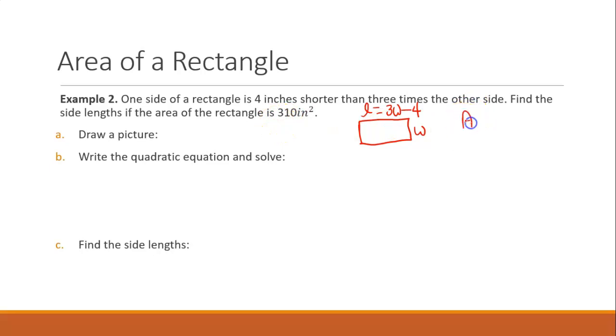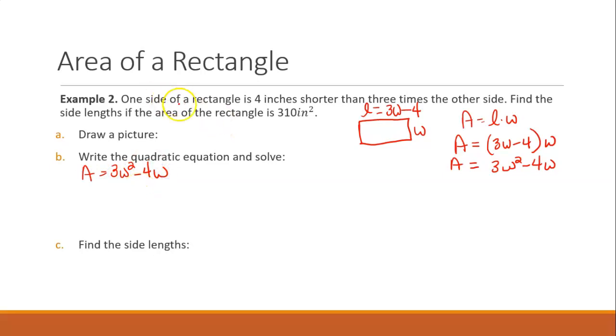So remember, we know that area is length times width. We know that the length is 3w minus 4 now. And we know the width is just the width. We're going to distribute. So we have 3w squared minus 4w. So my formula that I'm going to use is 3w squared minus 4w. Now I know that the area is 310. So I have 310 inches is equal to 3w squared minus 4w.